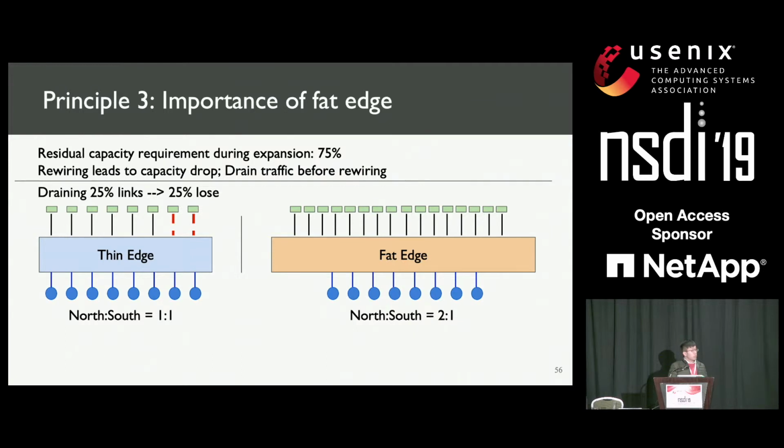So let's consider a scenario where we want to maintain 75% residual capacity during expansion. Remember that since rewiring leads to a capacity drop, we need to drain traffic before we do rewiring. For a thin edge, to maintain this capacity, we can at most drain 25% of links at the edge, which leads to a 25% capacity drop at the edge.